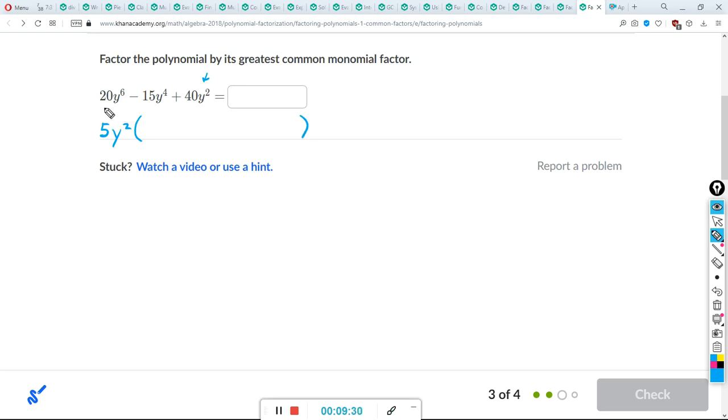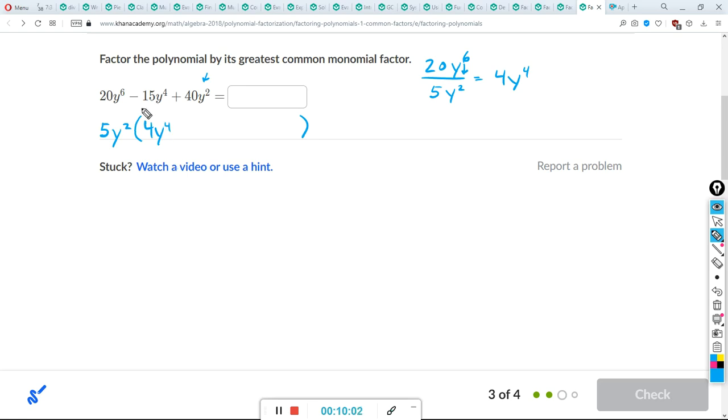So we're going to do 20y to the 6th divided by 5y squared. 20 divided by 5 is 4, and y to the 6th divided by y squared is going to be y to the 4th, because 6 minus 2 is 4. You subtract the exponents. So that's 4y to the 4th.